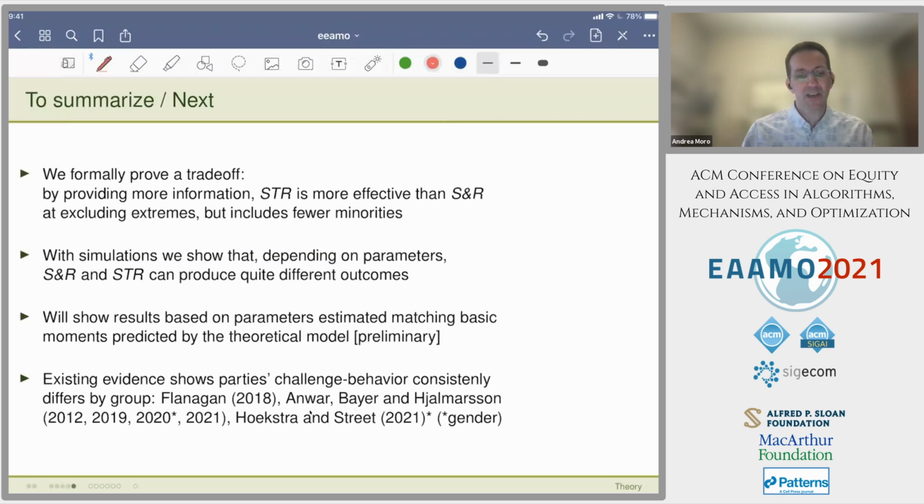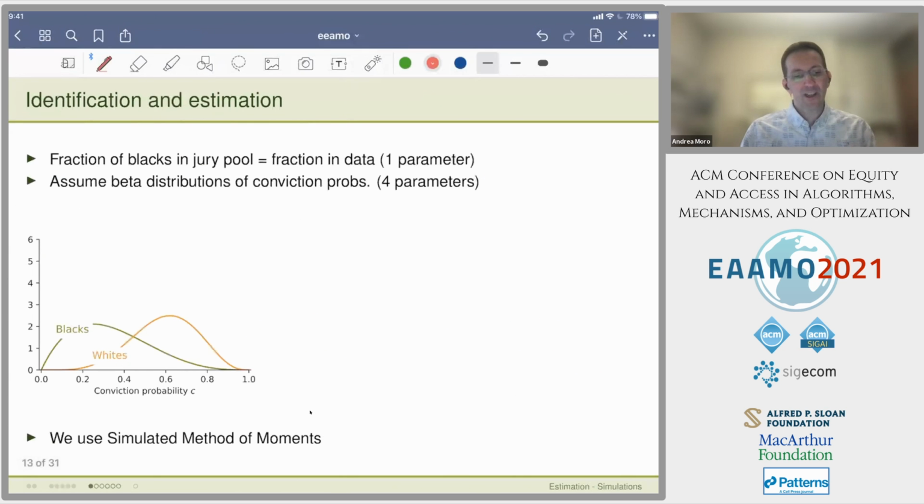Actually, I will show you results based on some preliminary work, where we try to estimate some model parameters from the data. We're trying to estimate these distributions of conviction probabilities using moments from the data. To give you an idea of how we can do that, first of all, we assume some parametric form for the distributions of conviction probability. We assume that the conviction probabilities follow a beta distribution. So there are 4 parameters to estimate, 2 for whites and 2 for blacks. This is just an example of 2 beta distributions for blacks and whites.